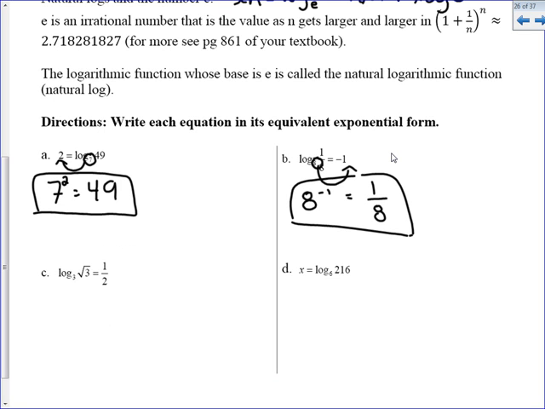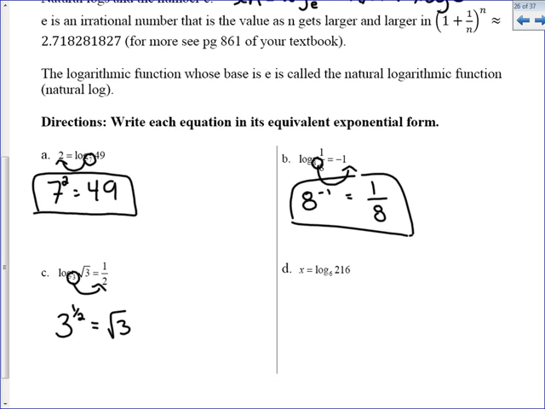All right, so C, what number am I going to start with in C? 3. Start with the base. The base of your log is the base of your exponential. And then what's the exponent? 1/2, other side. And that's equal to square root of 3.